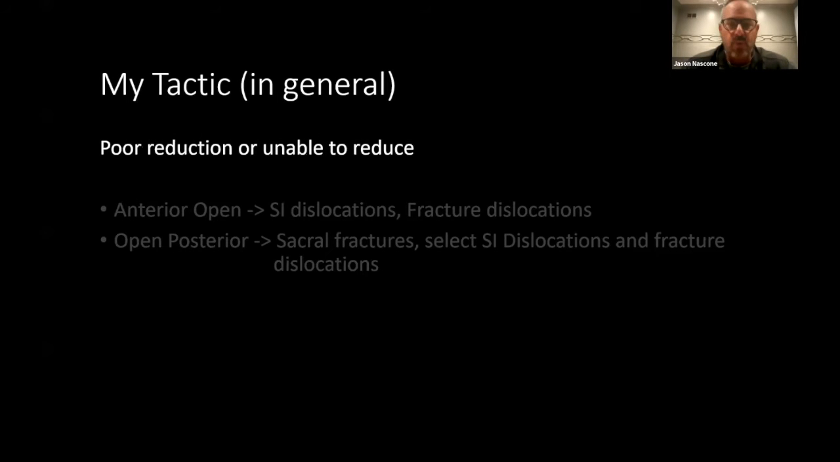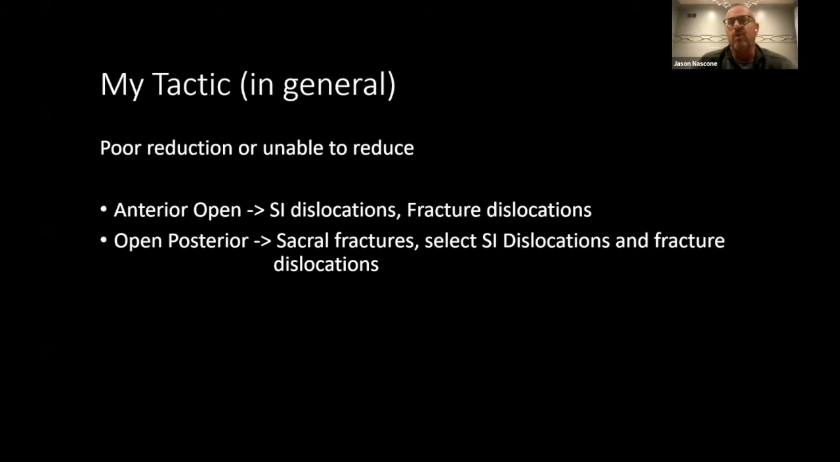Now, if I have a poor reduction, or I'm unable to reduce the ring, or I look at it and know that I'm not going to get it from the get-go, then I'm going to go to a more invasive means. That'll be either an anterior open approach to the posterior ring, and that's going to be for sacroiliac dislocations and some pure fracture dislocations of that posterior complex, or a posterior open approach, and usually that's going to be for a sacral fracture or select sacroiliac dislocations and fracture dislocations.